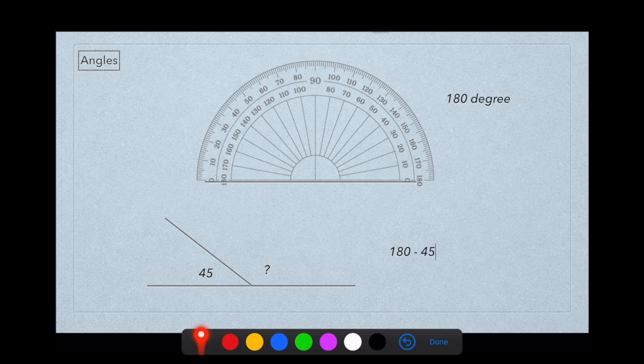Obviously, we're going to have 180 minus 45, which is going to give us this part, 135 degrees. And this is how you can play with the angles in mathematics very easily.